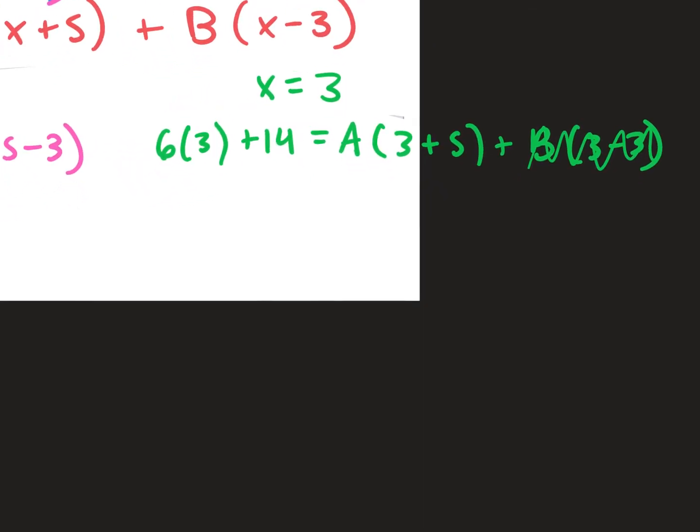So 6 times 3 is 18. 18 plus 14 is 32. So 32 is equal to 3 plus 5, which is 8, so 8A, and the B cancels out. Then divide both sides by 8, so A is equal to 4.